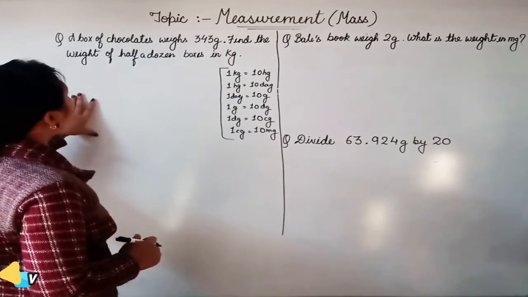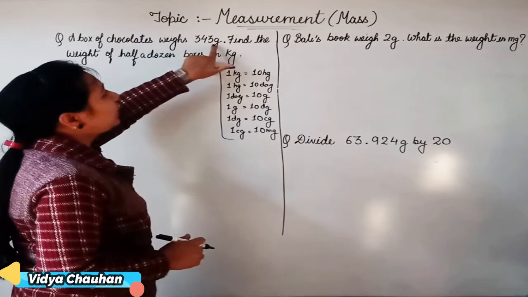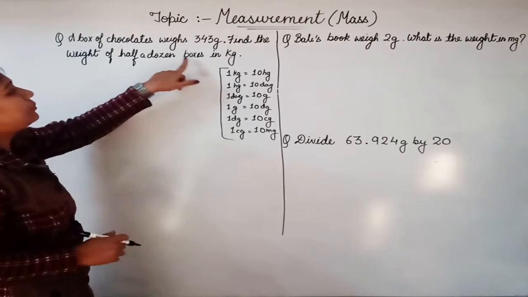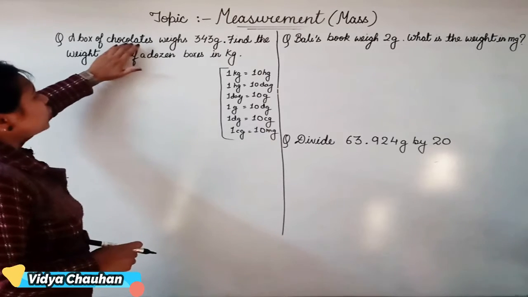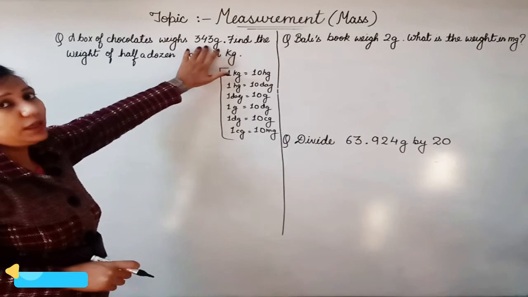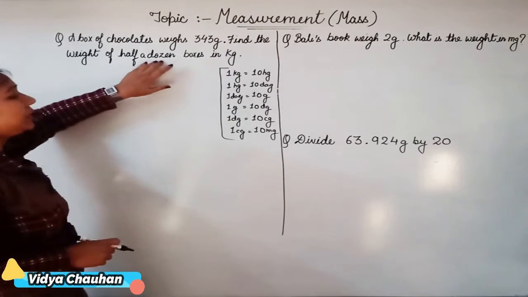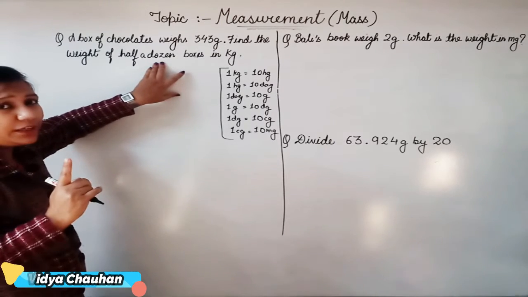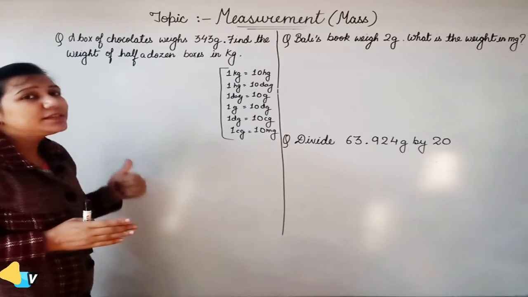So the very first question here, a box of chocolates weighs 343 gram. Find the weight of half a dozen boxes in kg. So now it is given that there is a chocolate box and the weight of that chocolate box is basically 343 grams. You have to find the total weight of half a dozen. Half a dozen means half of 12. Dozen means 12 items, 12 boxes. Half a dozen means 12 divided by 2, which is 6 boxes.